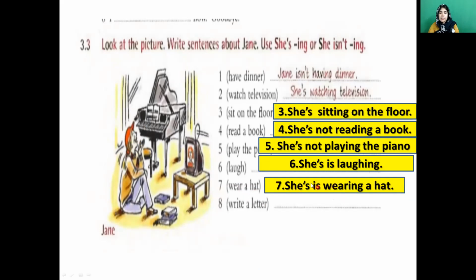Okay, so here is a mistake, the "is" will not be there. So we are crossing it out. So it will be, she is wearing a hat. Okay, and then number 8, write a letter. We can see Jane is not writing a letter, so what will we say? She is not writing a letter.